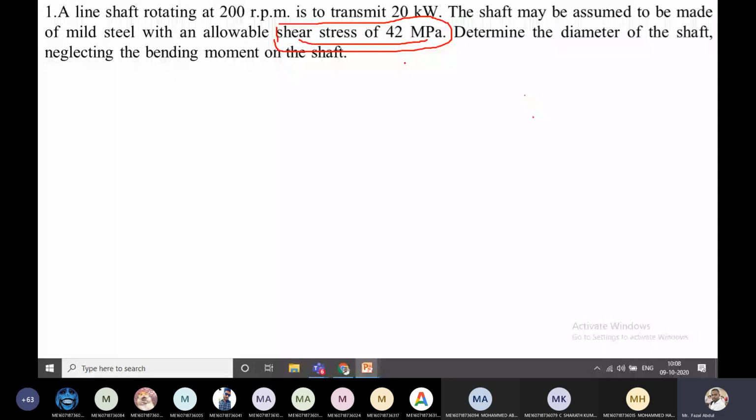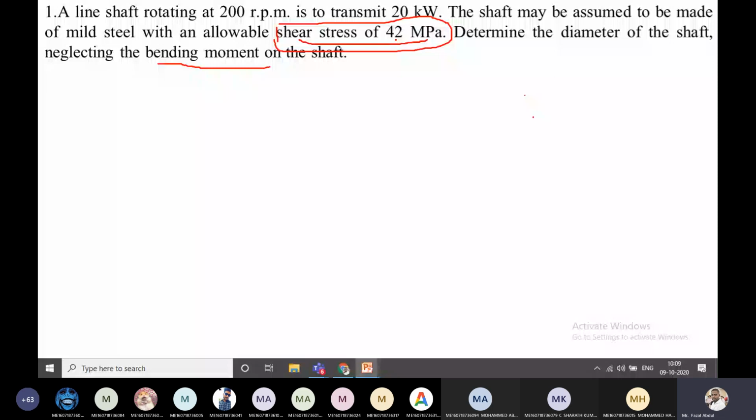See here, the power transmitted is 20 kilowatts, the shear stress is given, and the speed is 200 RPM. It means this is totally based on strength wise, because the power is given, the shear stress value of 42 megapascal is given, and the speed of 200 RPM is given. Based on these three parameters, we conclude that this is based on strength wise. Again, under strength wise, we have four types of design. What are those?